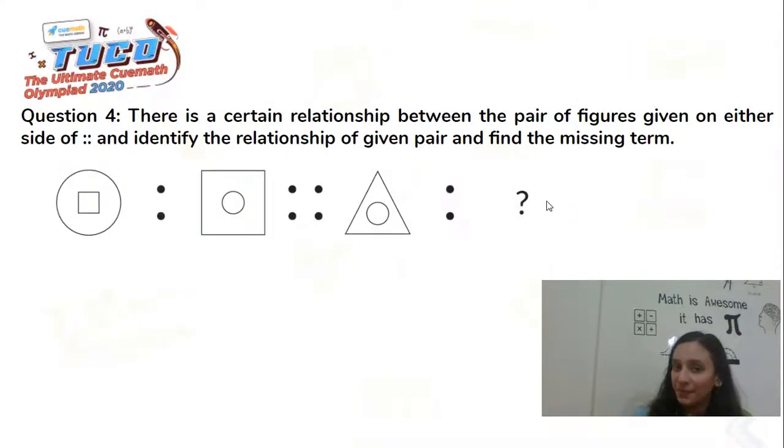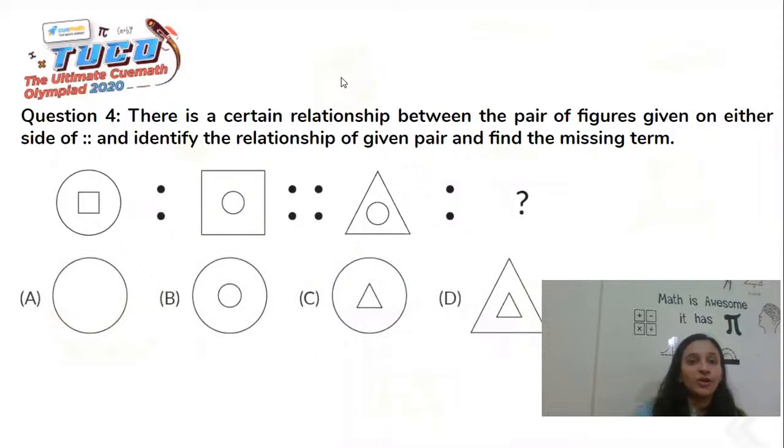So we again have a pair on the left side of the double colon, in which we have both the objects, but the pair on the right side of the double colon doesn't have the second object, the second figure, which is missing. So we have to find that out. We'll have a look at the options. So these are all the options which we have.